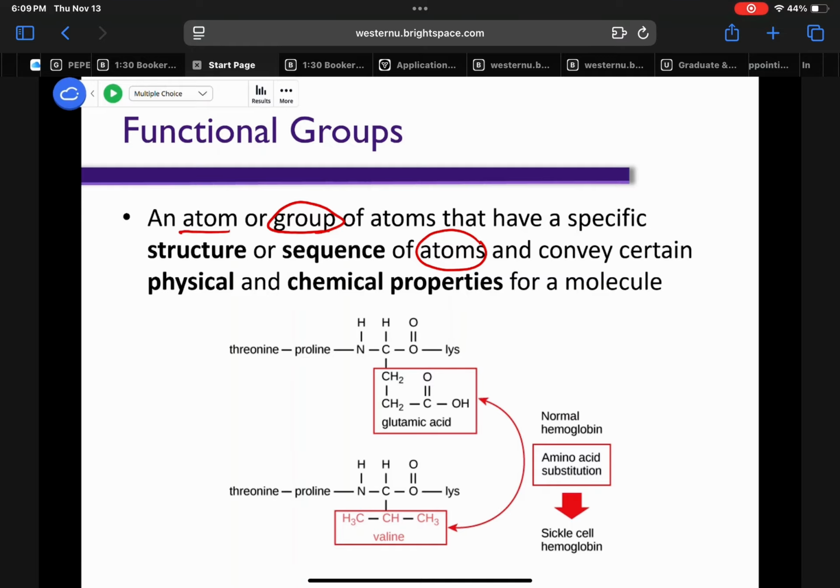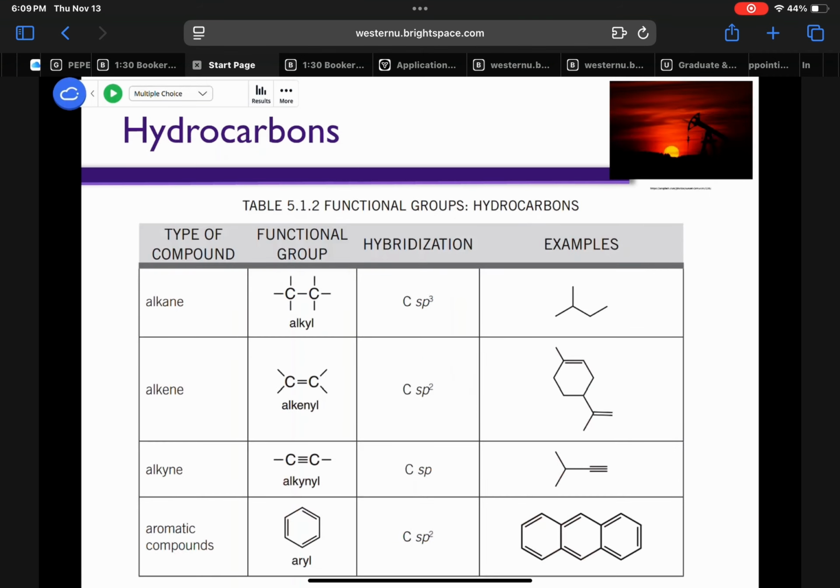As we saw at the beginning of class, sickle cell anemia is the result of a mutation, a point mutation in the DNA that leads to a different amino acid being used in the protein. Having something with a carboxylic acid versus an alkyl group completely changes the function. So we want to be able to identify these functional groups and describe why they're important as well.